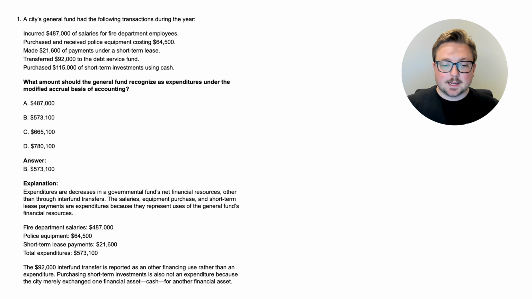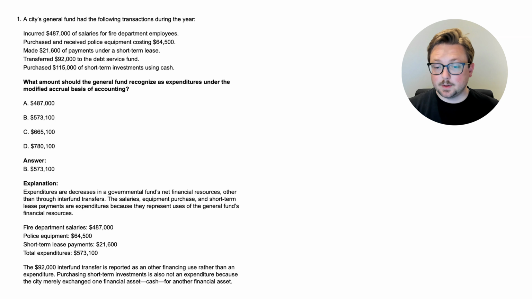All right, here we are. The answer is B, $573,100. That's how much is going to be recognized as an expenditure. So let's go through this. Expenditures, this is explaining what expenditures are, by the way. Expenditures are decreases in a governmental fund's net financial resources other than through interfund transfers. So basically, if the governmental fund's net financial resources decrease, unless it was an interfund transfer, it's probably going to be counted as an expenditure.